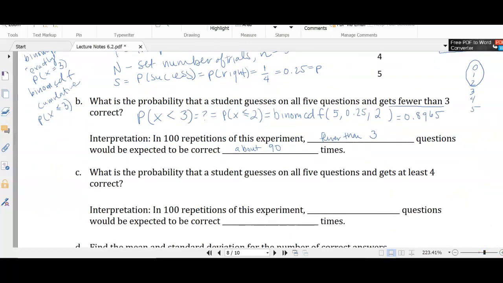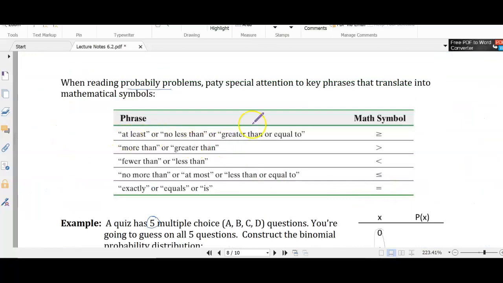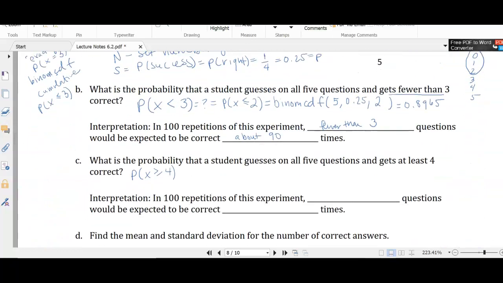Okay, so now let's say the probability that x, that's the number that is correct, is at least 4 correct. So at least 4 correct. You come up here and look at our symbols. At least means greater than or equal. Okay, so again, we can still get 0 correct, 1 correct, 2 correct, 3 correct, 4 correct, or 5 correct. At least 4 correct is going to be those two.